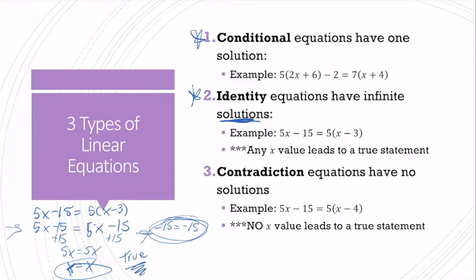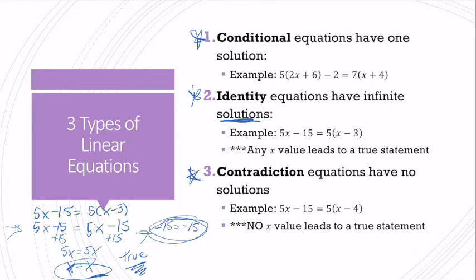I could plug in the square root of 2. I could plug in a fraction or a decimal, right? It's going to be true for every single value of x. So this is an identity, and we would say it has infinitely many solutions. The opposite of identity is a contradiction.